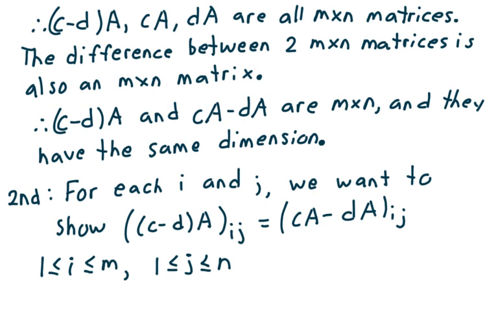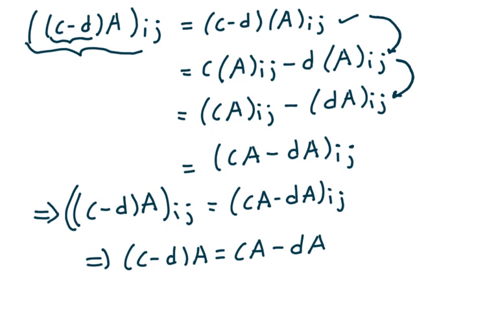So in the first half of this proof, we talked about the dimension, making sure they have the same dimension. And in the second half of the proof, we wanted to make sure that no matter what i and j we chose, the corresponding entries will match. And in fact, they do.